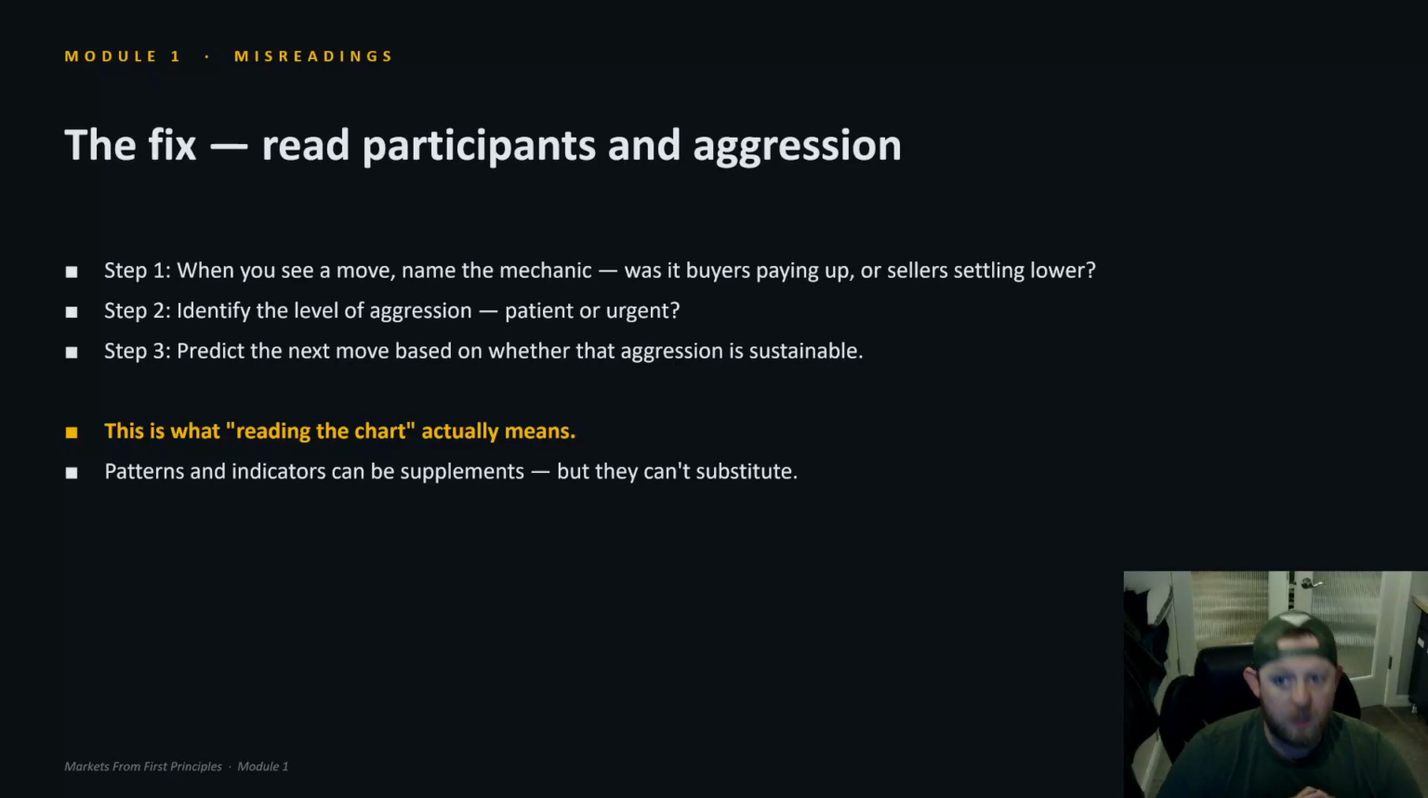So that's what we mean. That's what we should mean when we say we're reading the chart. Patterns and indicators are not without use, but they are not a replacement. Okay.